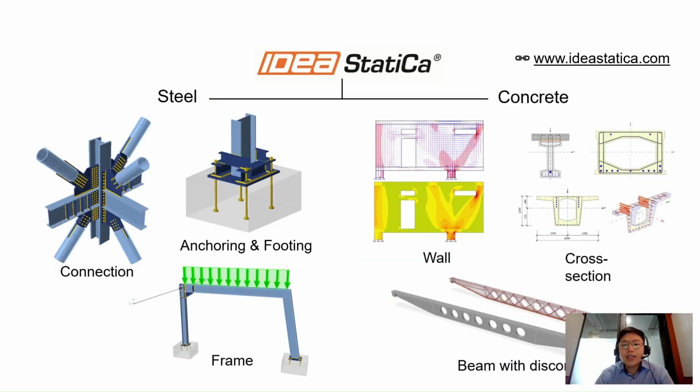Idea Statica has two main branches of applications. One is steel and another one is concrete. So for steel, you can design connections with any geometry. You can also do anchoring and footing design. You can also do frame design. In concrete, you can model and design walls, cross sections, and also beams with discontinuity.